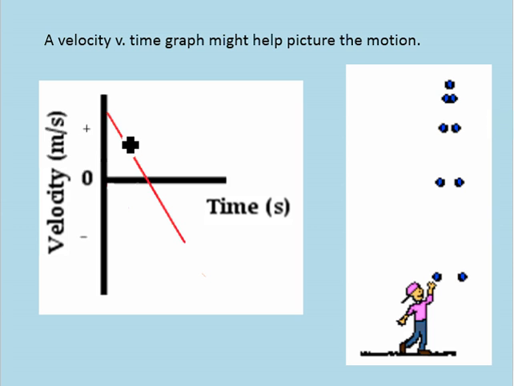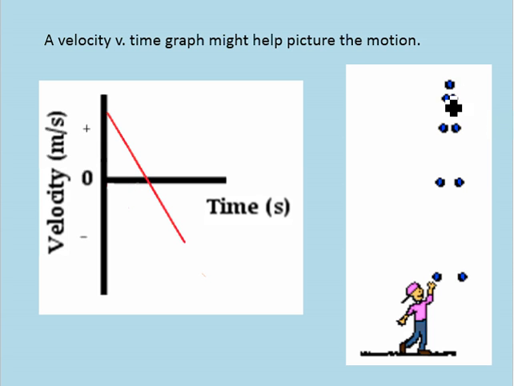And that makes sense because my velocity is positive, but the slope of the line of my velocity versus time graph, the acceleration, is negative. So my velocity and my acceleration have opposite signs, which means I'm slowing down.